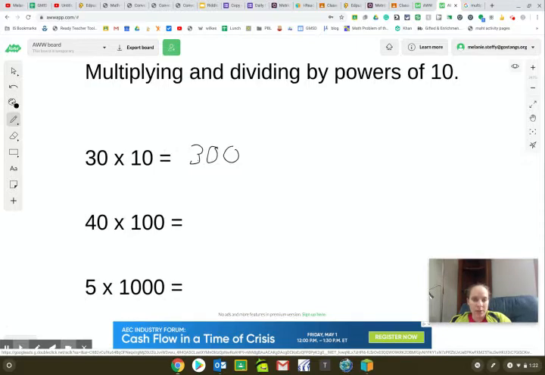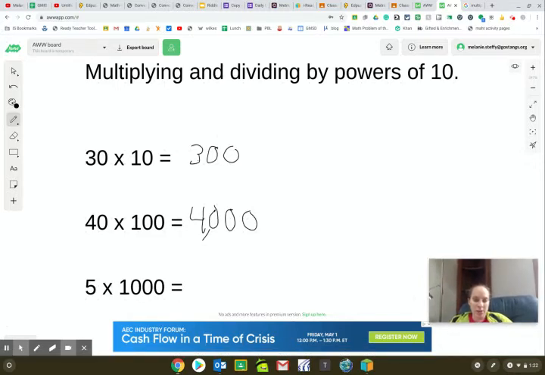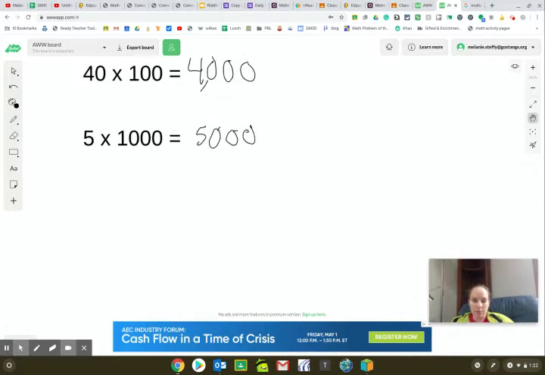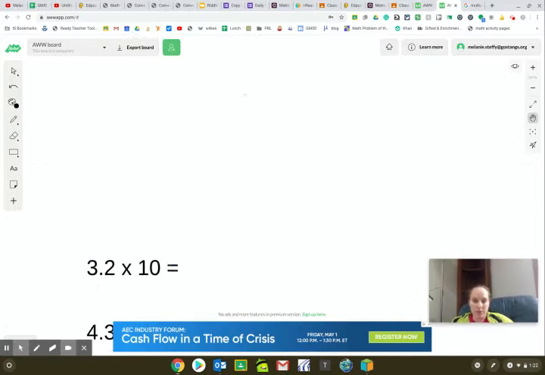40 times 100, my place values are shifting 2 place values to the left. Or in this case, I can just attach 2 zeros at the end. 5 times 1,000, well, my 5 is shifting over 3 place values to the left, or I can just attach my 3 zeros at the end. Let's go ahead and look at some examples with decimals.